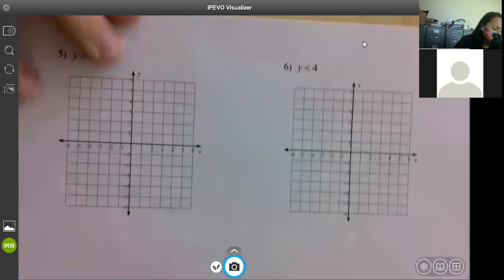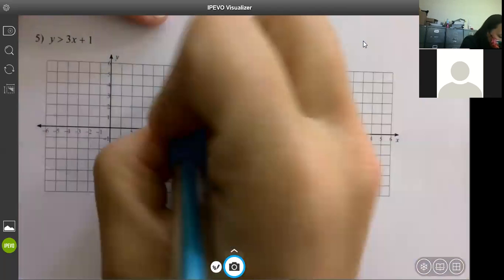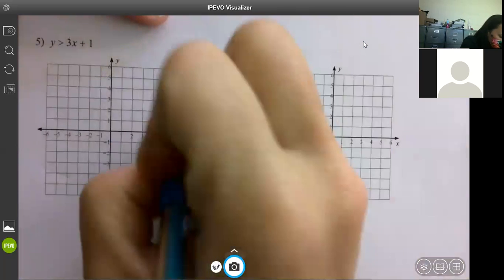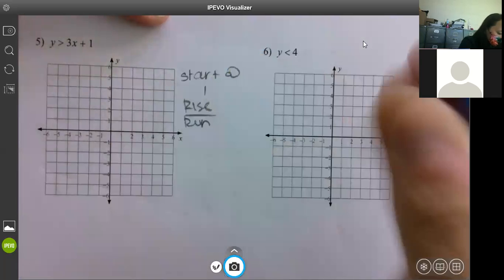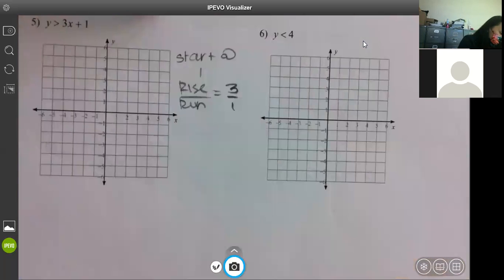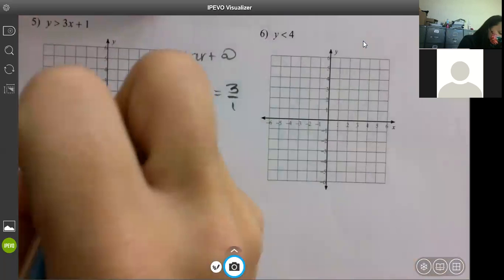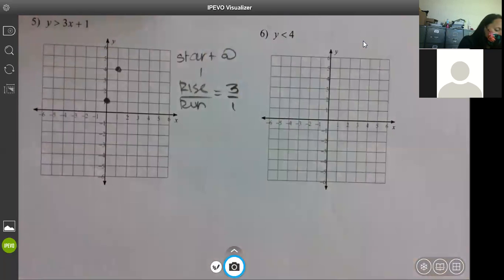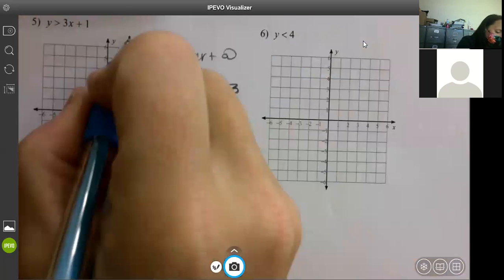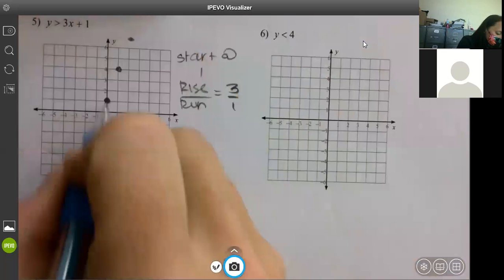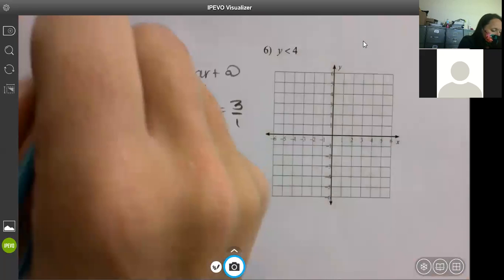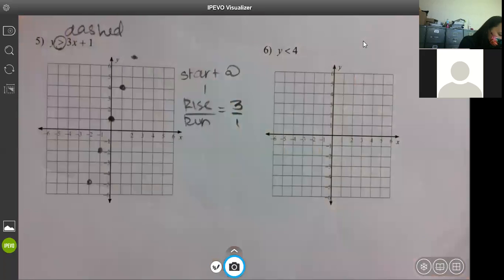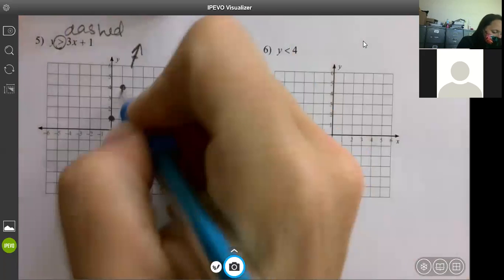What's this one tell you? Start at 1. And our rise over run is 3 over 1. So start at 1, rise 3, run 1. I can't go anymore. I can go off the graph if you want me to, but I can go down and to the left. Is it solid or dashed? We haven't got a solid yet, but we will in a few minutes. So it's dashed. Looks like that.